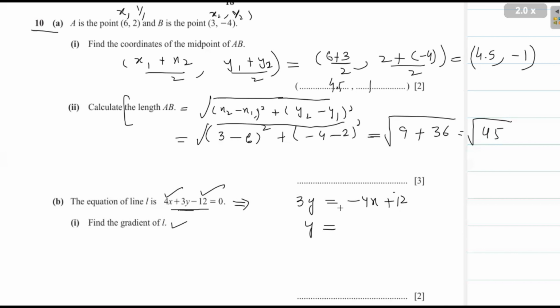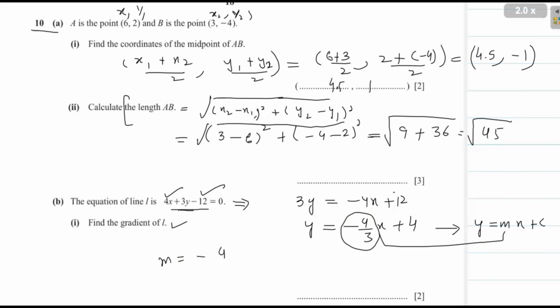Therefore, we divide this equation by 3. We get minus 4 over 3 x plus 12 over 3, which is 4. And this is the general equation of a line. And when we compare it to y equal to mx plus c, this m is the gradient of the line. Therefore, m equal to minus 4 over 3. This is the gradient of line L.